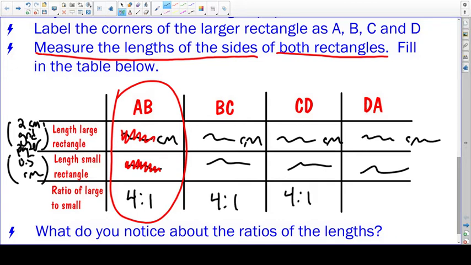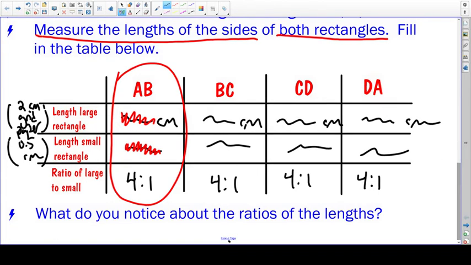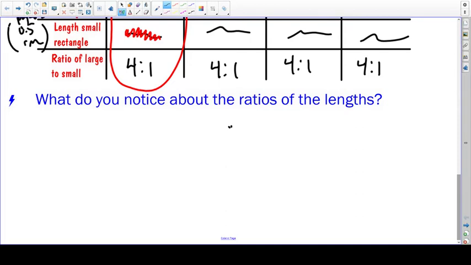And it doesn't matter what size your rectangle is. As long as you measure it properly and you did everything else appropriately, you're going to get 4:1 for every side. So what do we notice? Well, we notice that the ratio is 4:1 for all sides. Okay?